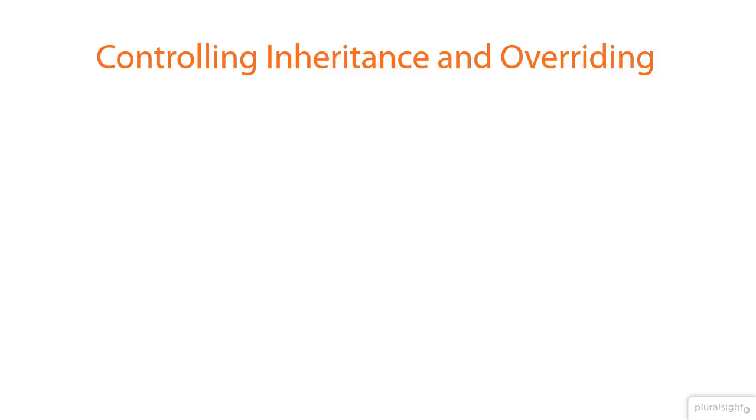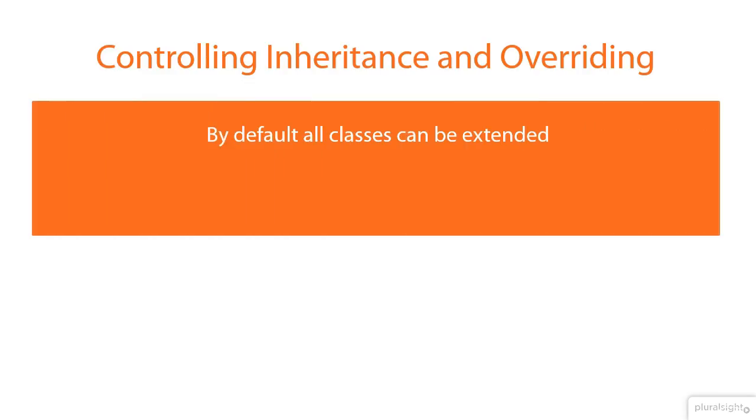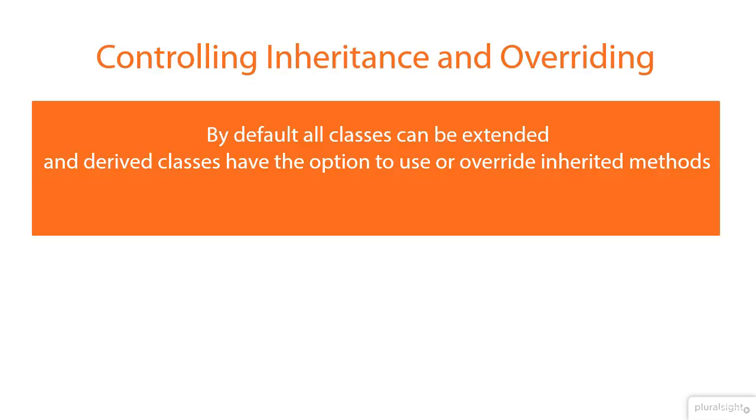As we've seen, Java makes it very easy to extend classes and override methods. In fact, by default, all classes can be extended, and when you inherit from a class, you have the option of using the methods as they were written in the base class or overriding them. But sometimes that may not be what you want. Maybe you want to put more controls on that. And it turns out that a class can change these defaults. It can control whether it's allowed to be extended and how overriding methods works.